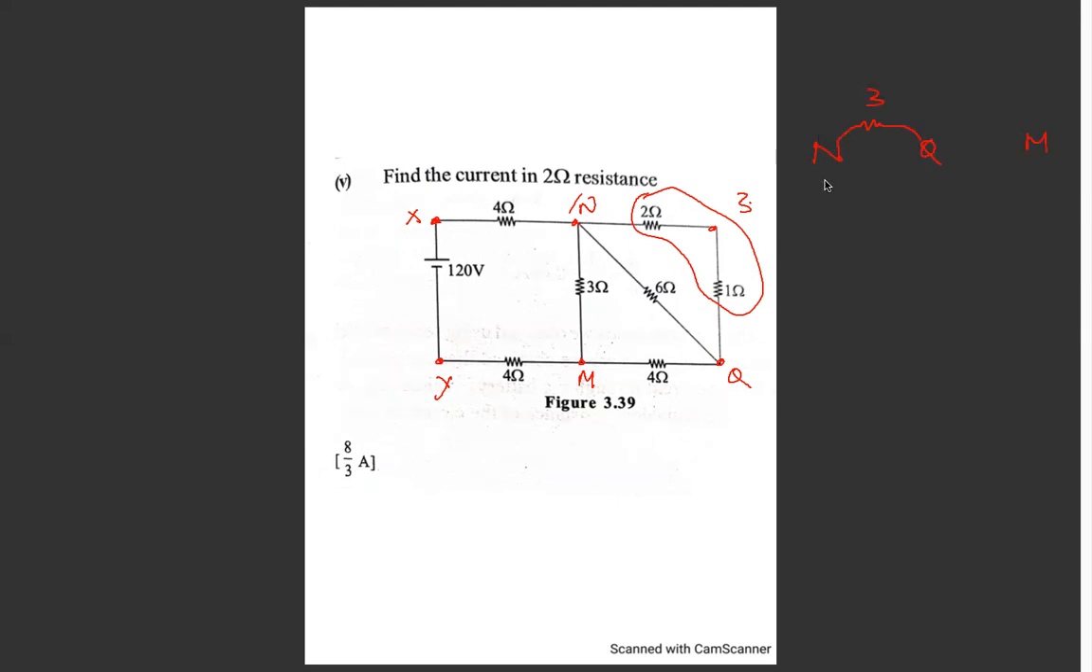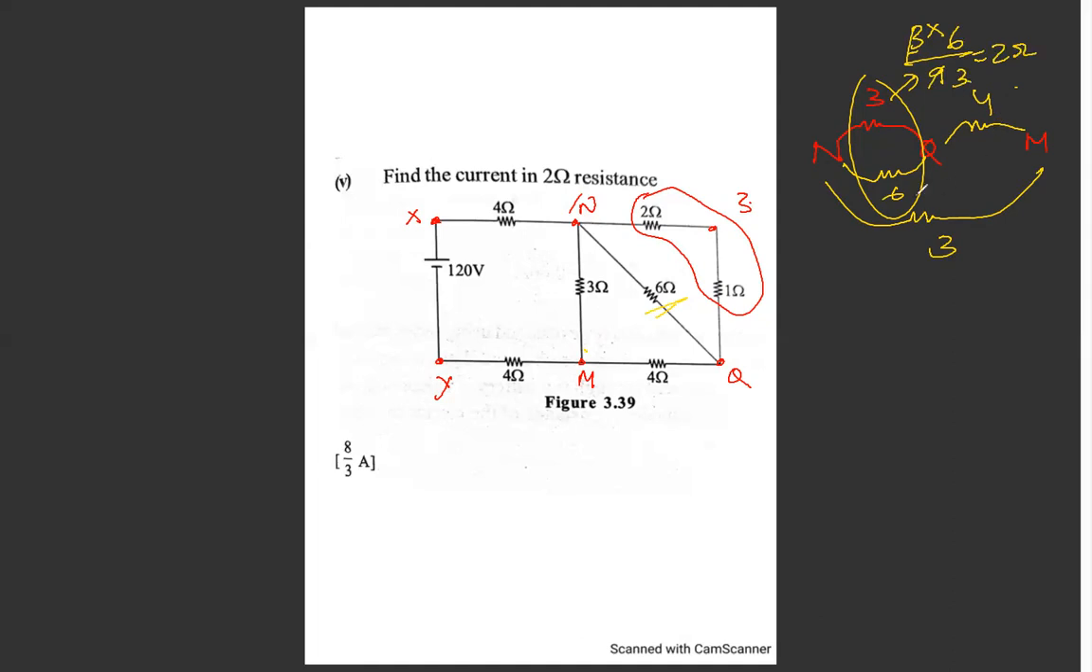And between N and Q, again we are having a 6. This is 6 ohm. Then between N and M and Q, 4 is there, and between N and M, 3 is there. So 3 and 6 are in parallel. So this one is going to be 3 into 6 divided by 9, so it is coming as 2 ohm. 2 and 4 are in series with each other, so they will give you 6.